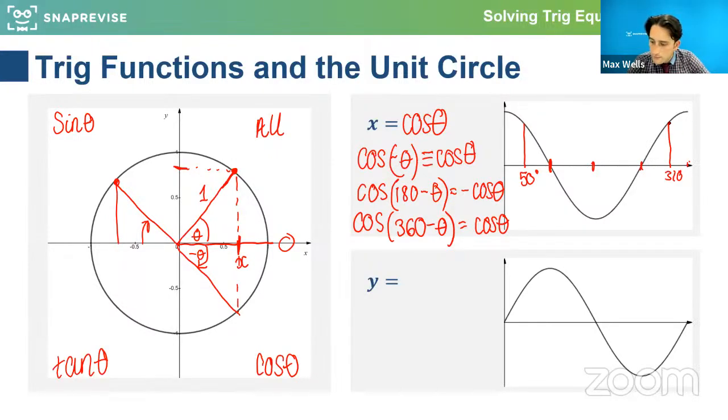310 is 50 degrees back from 360. They would have the same cos value output for y. And some people are used to navigating to it from the graphs, which is fine as well.